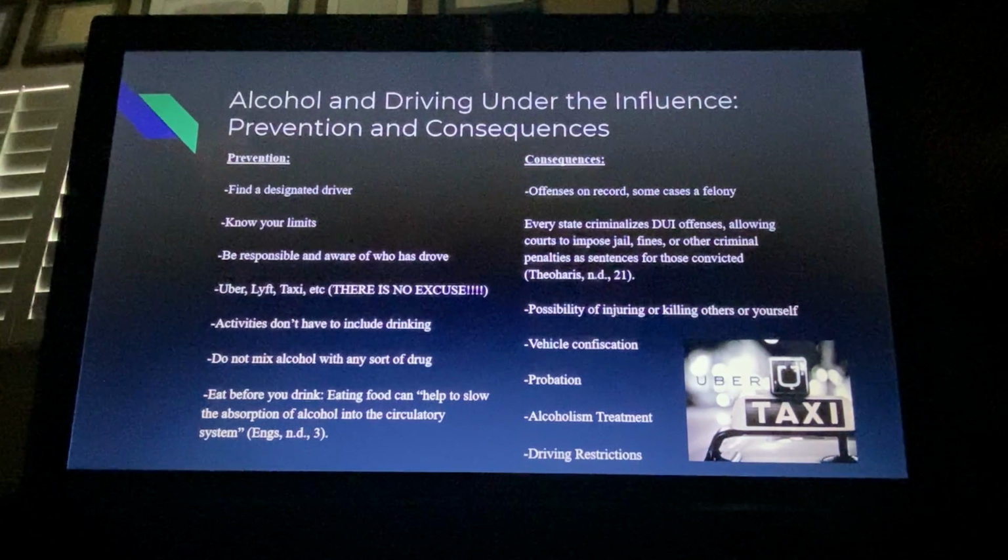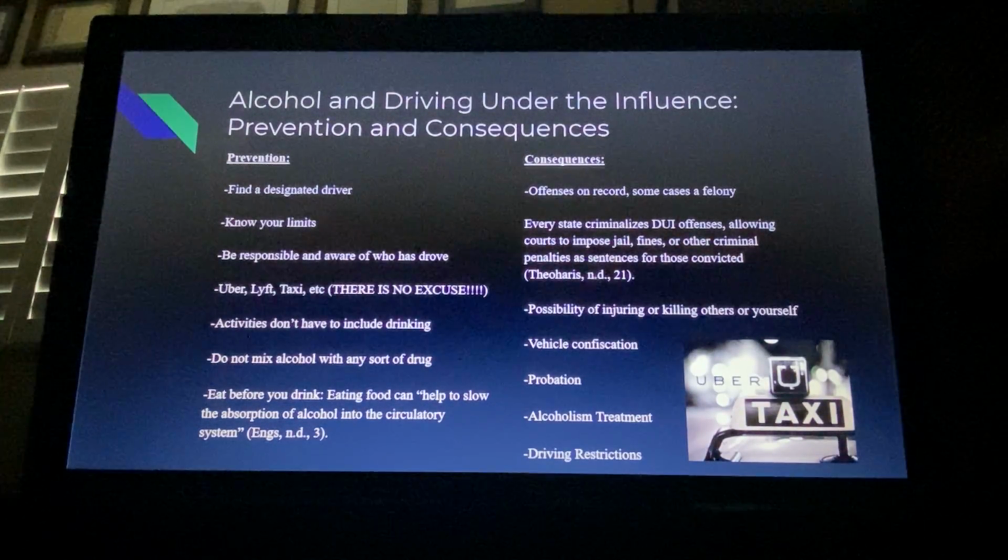You just have to be responsible and aware of who has drunk, and if they're not okay, be able to take their keys and not let them drive. There's really no excuses for drinking and driving, honestly. There's so many ways that you can get a ride. There's friends, Uber, Lyft, taxis, etc. Literally there's no excuse.